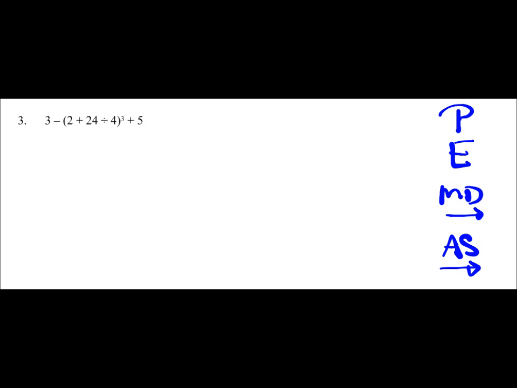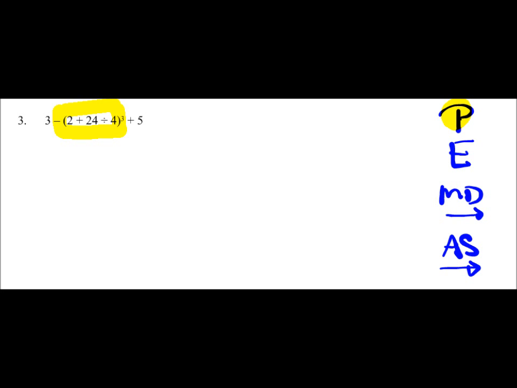And the first thing they want me to look for is parentheses. That's where I'll begin. Well, I do have parentheses. In fact, this whole thing in here is parentheses. So what do I do first? 2 plus 24 divided by 4. Well, there's a lot going on in there. So I have to follow the recipe.